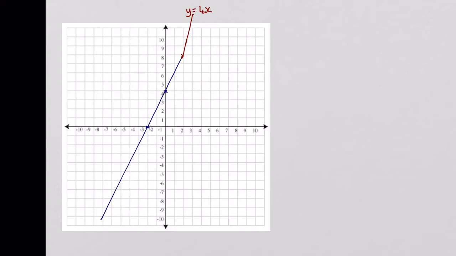It's also quite important to label this point because that actually becomes the salient point, because that's where the graph changes direction. So here we would label this as (2, 8), and obviously any intercepts need to be labeled as well.